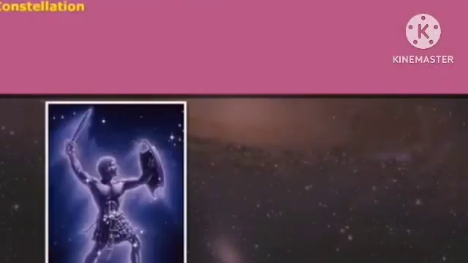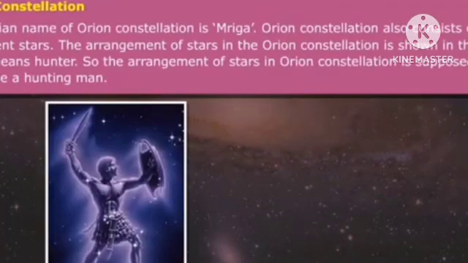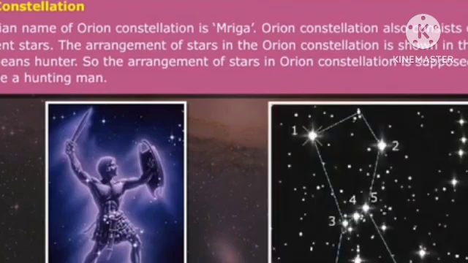Orion constellation. The Indian name of Orion constellation is Mriga. Orion constellation also consists of 7 prominent stars. The arrangement of stars in the Orion constellation is shown in the figure. Orion means hunter. So the arrangement of stars in Orion constellation is supposed to resemble a hunting man.